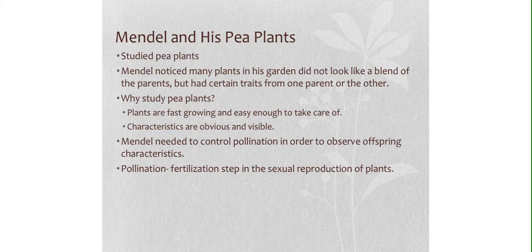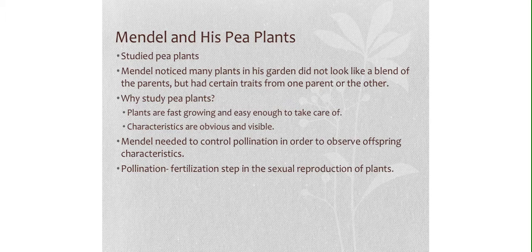Another reason why he studied pea plants is because all of these characteristics are obvious and very much visible to see. So he focused solely on things like seeds, flower color, pods, and what those pods look like, so form and color of those, and stems. So altogether, he studied about 7 different traits or characteristics in pea plants.